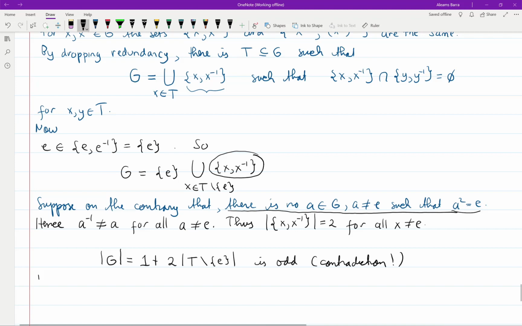Therefore, there is an A that is not a neutral element such that A squared equals E. And so we are done.